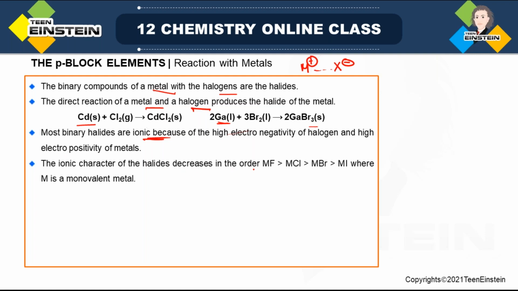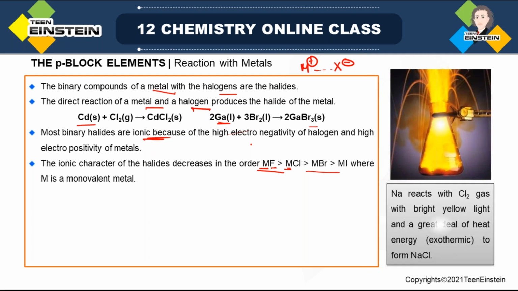Ionic character of the halide decreases in this order. That means when the metal is the same, suppose you take sodium: NaF, NaCl, NaBr, NaI. So when the metal is fixed and monovalent, the ionic character will be maximum for the fluoride salt and minimum for the iodide. Because for fluoride, the electronegativity difference between the metal and halogen will be maximum, and so is the tendency to form ionic bond.